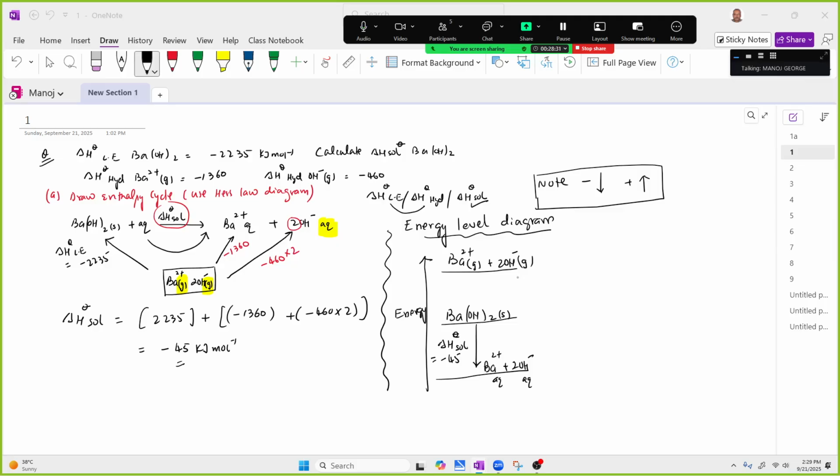Okay, now what about this one? Where is the lattice enthalpy then? From where to where? How do I show my lattice enthalpy? Lattice enthalpy should be from ions in gas to ionic compound in solid. Lattice enthalpy is always exothermic. So ions in gas to ionic in solid, which means the arrow has to come down here. So this is delta H dot lattice energy of barium hydroxide.